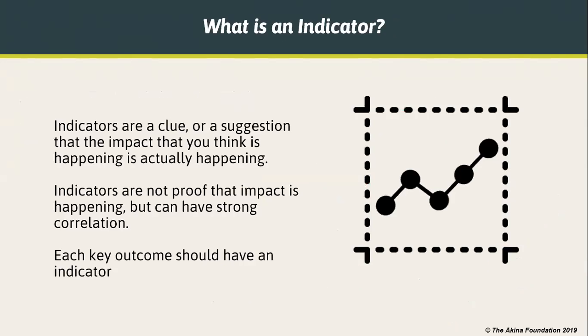So indicators, what is an indicator? An indicator is a clue or a suggestion that something has changed. It's a clue that you're having the impact that you're wanting to have in that outcome, and that change is actually happening. They're not necessarily proof that the change has happened. It could just be a clue that it's likely to have happened.